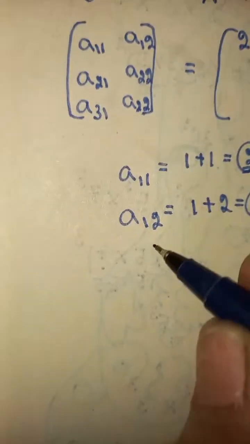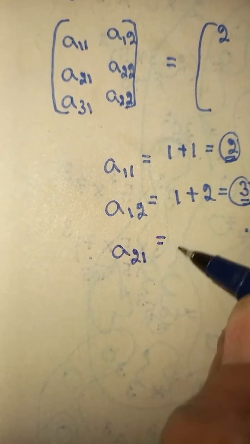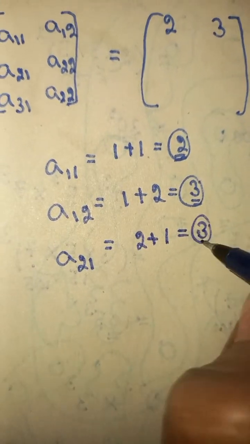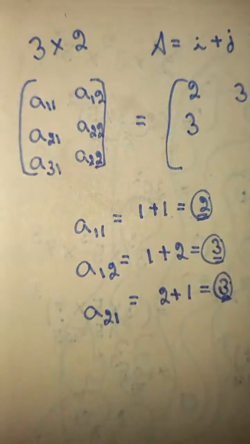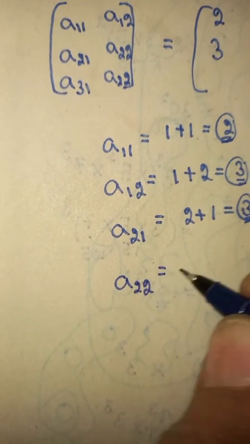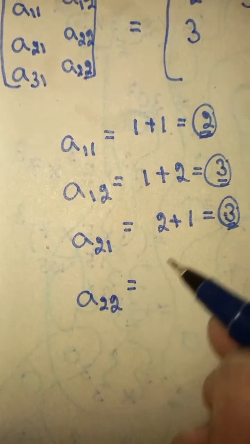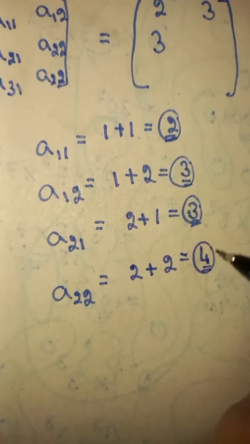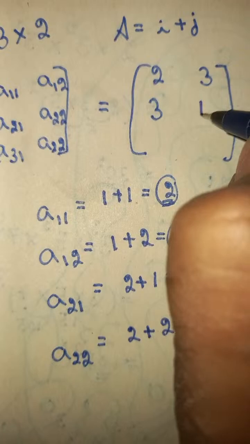Now let's find out a21. a21 is 2 plus 1. This is also equal to 3. So even this element is 3. Now let's find out a22. a22 is another element. This element also uses the i plus j formula. So 2 plus 2 will become equal to 4. This element is equal to 4.